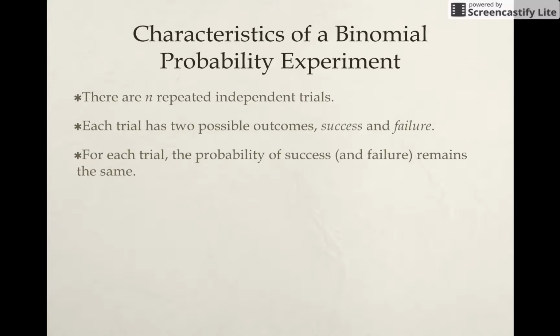The characteristics of this type of experiment are that there are n repeated independent trials. Each trial has two possible outcomes that we'll consider. We often use the words success and failure. And for each trial, the probability of success, and of failure for that matter, remains the same. All right, so think about this in repeated trials. Let's start there. What does that mean?